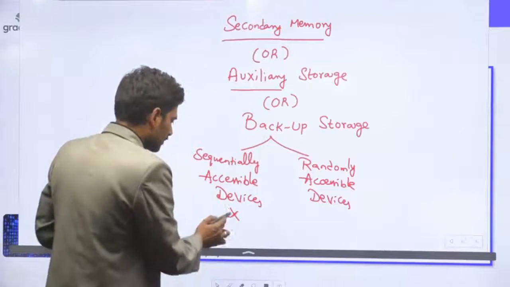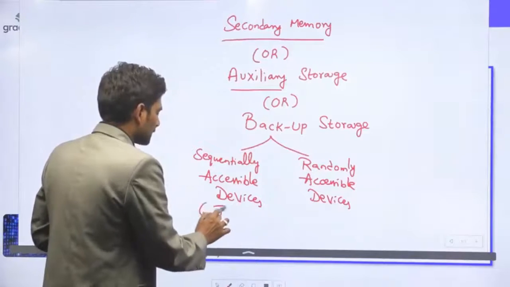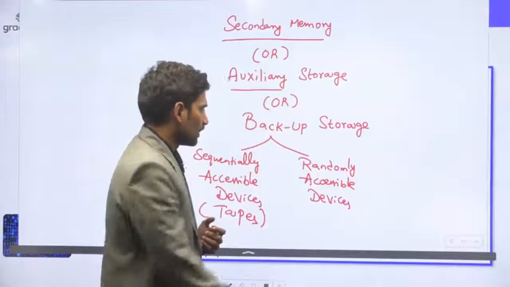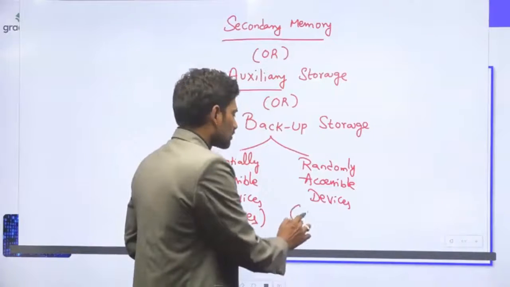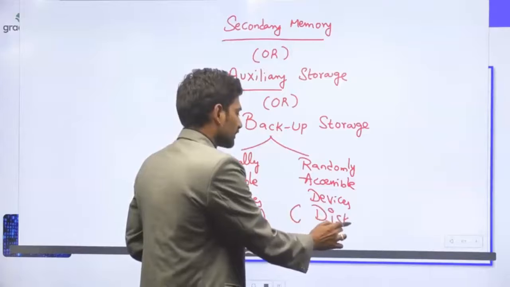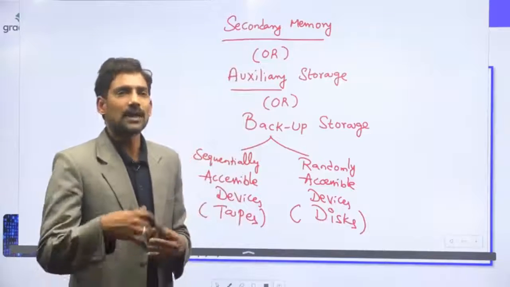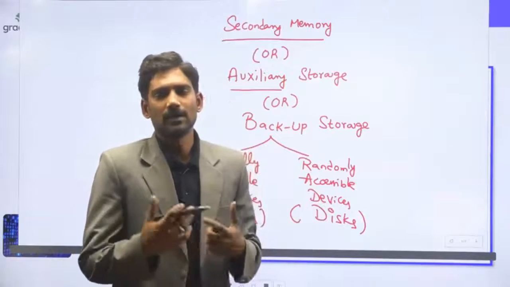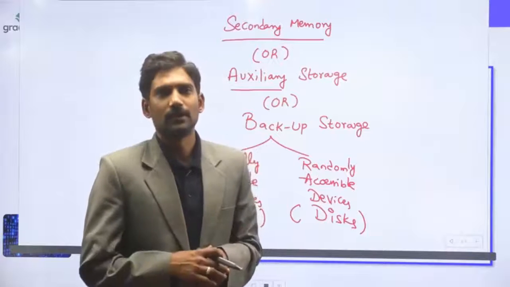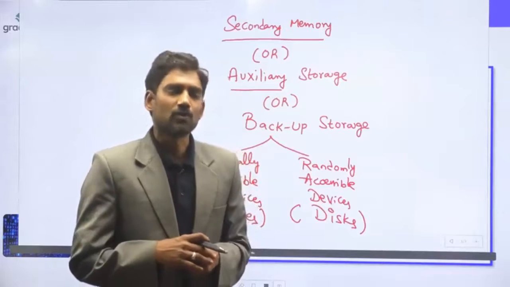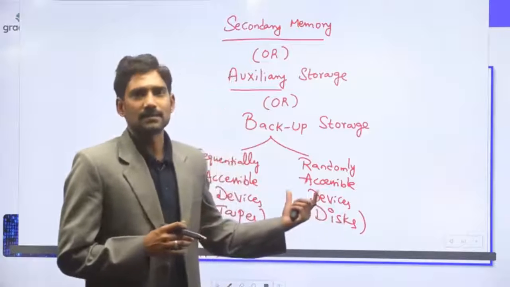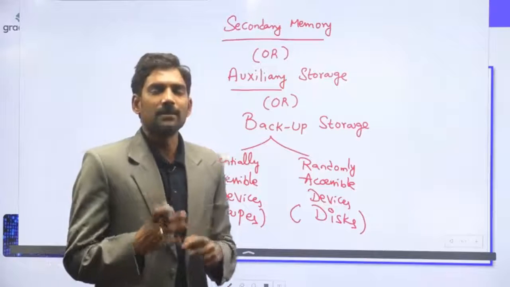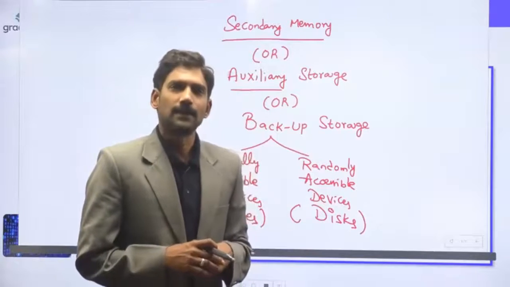There is another name for sequentially accessible memory, that is tapes. What is the other name for this? Tapes. And randomly accessible devices are also called as disks. So randomly accessible devices are the contrast to this, isn't it? In randomly accessible devices, the data can be accessed in any order. No need to follow the sequence. That's why these are called randomly accessible. So basically secondary memory is classified into two types: tapes, disks.